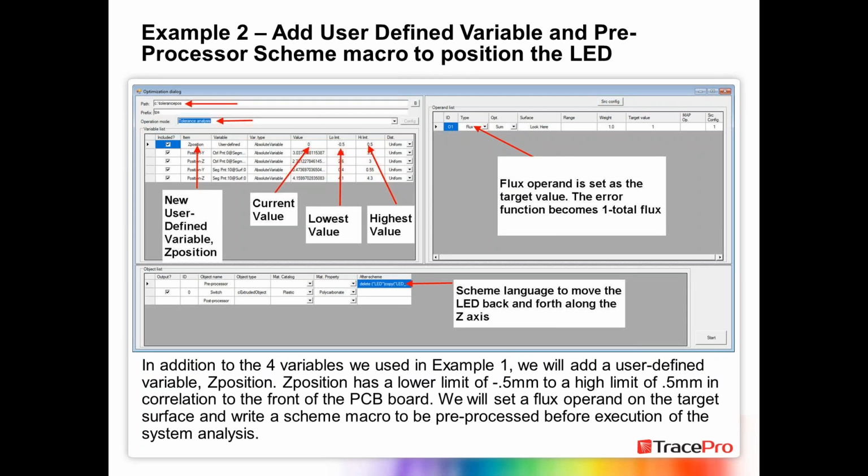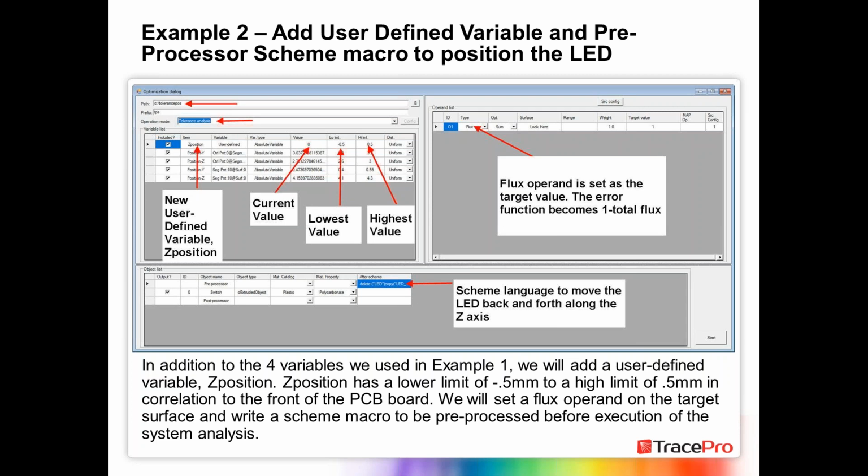So I go into the variable list, I right-click, and I say add a variable. I specify it's a user-defined variable, and I specify an absolute value. My value of 0 says it's exactly in the same place as it was before in my TracePro model. And then I'm going to make it go back and forth by specifying a low and a high limit. So there's your lowest value and your highest value that this possible LED can move back and forth. Over here in the operand list, you can now see there's my flux operand.